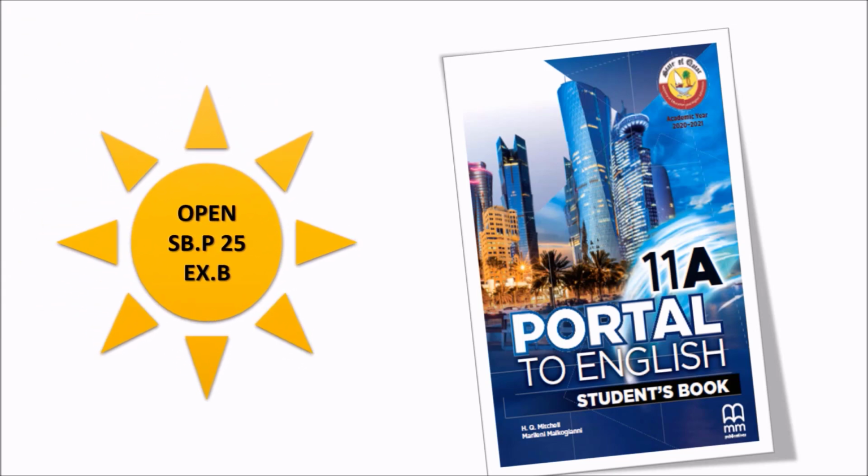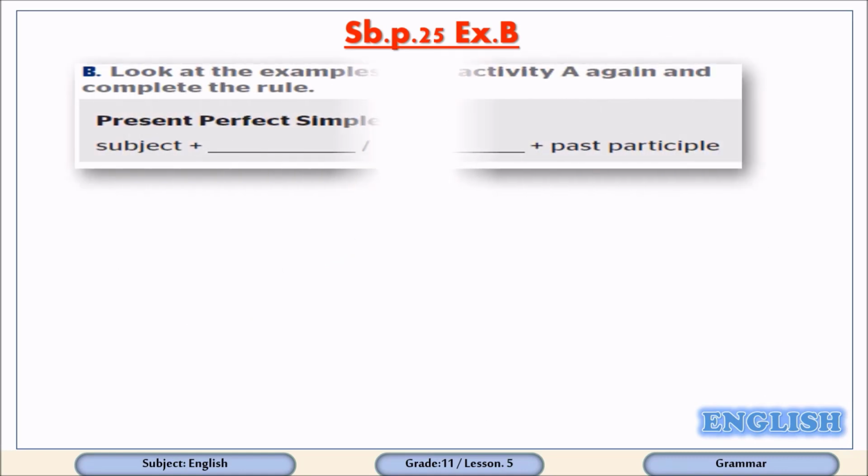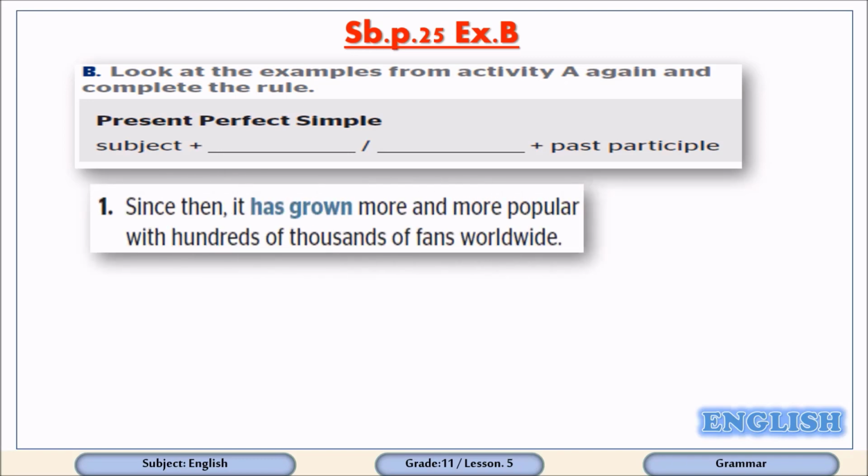Dear students, now please open Student's Book, page 25, exercise B. Look at the examples from activity A again and complete the rule of the present perfect simple. Sentence 1. Since then, it has grown more and more popular with hundreds of thousands of fans worldwide. We can easily notice that the subject it comes with has plus the past participle grown.